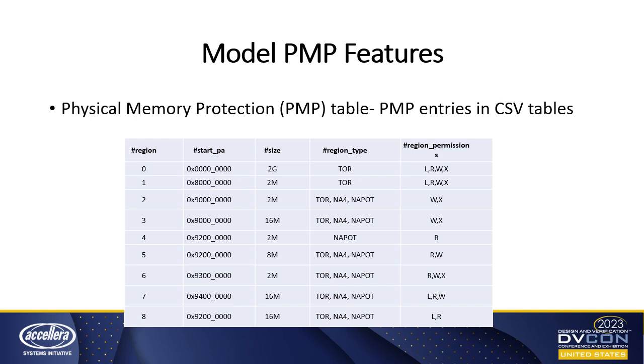Modeling PMP features in Perspec library just requires a table containing PMP region information. As you can see on the slide, each row in the table is a PMP region with its own region ID, starting physical address, size of the region, permissions, and region types. A region type column directly corresponds to the A bit, or the address bit, in the PMP configuration registers. Region permissions column also directly corresponds to the permission bits in the PMP configuration registers. So this is all that is required to configure PMP in the Perspec library.